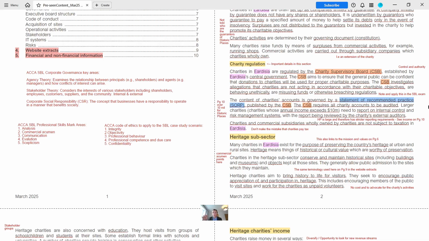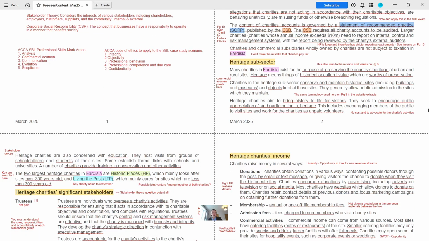And the key bits for your notes: they need to report on internal control and risk management systems, with the report being reviewed by the charity's external auditors. So key things for your notes: internal controls, risk management systems. I'll link it back to the CSB and the statement of recommended practice. Charities and commercial subsidiaries wholly owned by charities are not subject to taxation in ACCA. So that's really just to make sure that you don't make any mistake, that they're not going to have to pay any corporation tax.